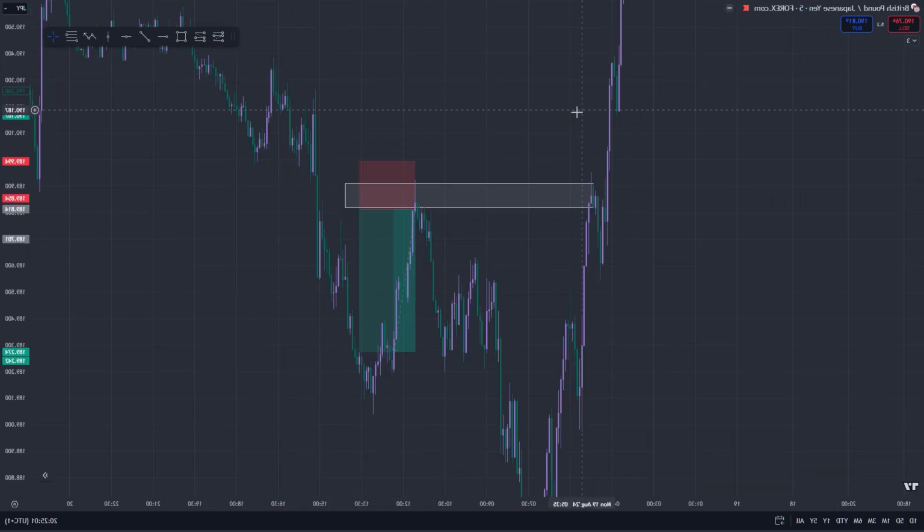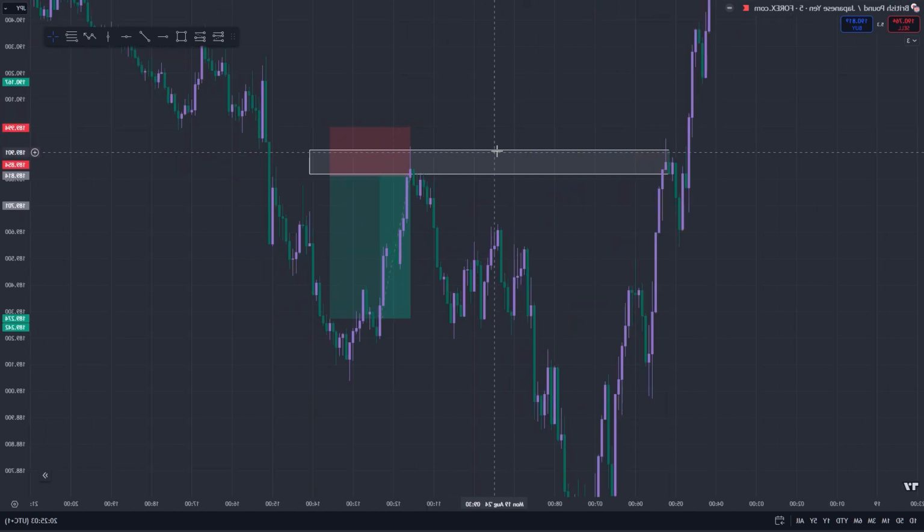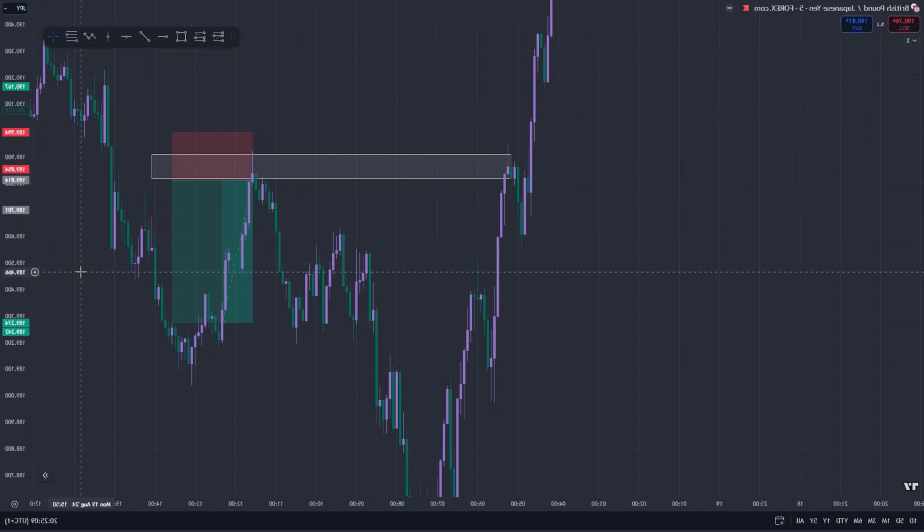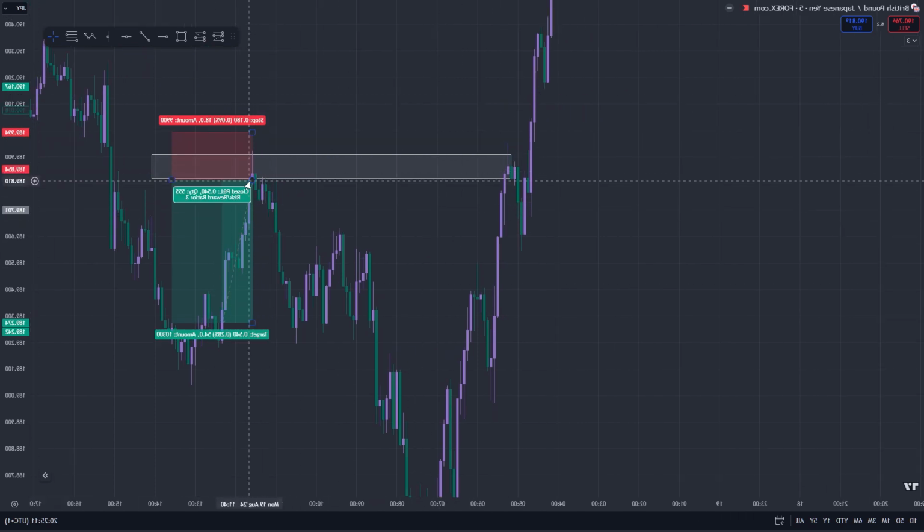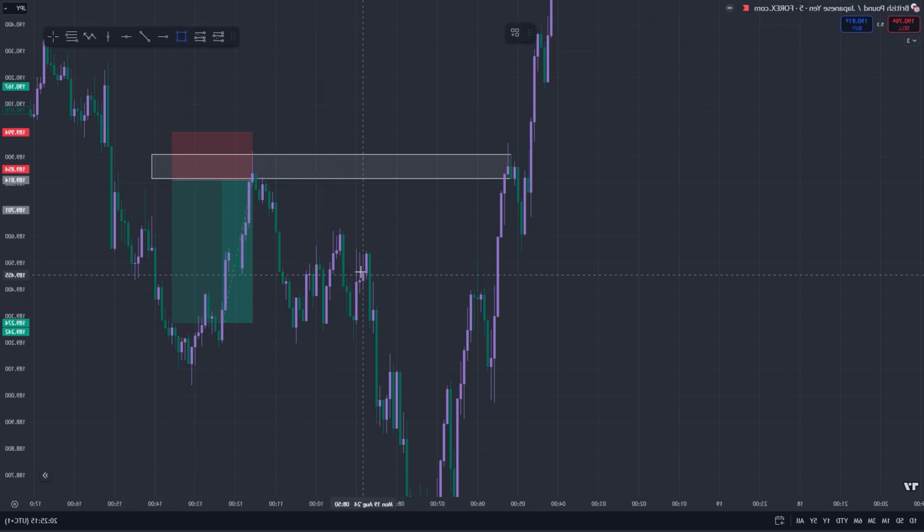Another one right here, we're entering off this order block. This time we were entering right at the wick of the candle. Then we place, as you can see, accumulation, manipulation, distribution.